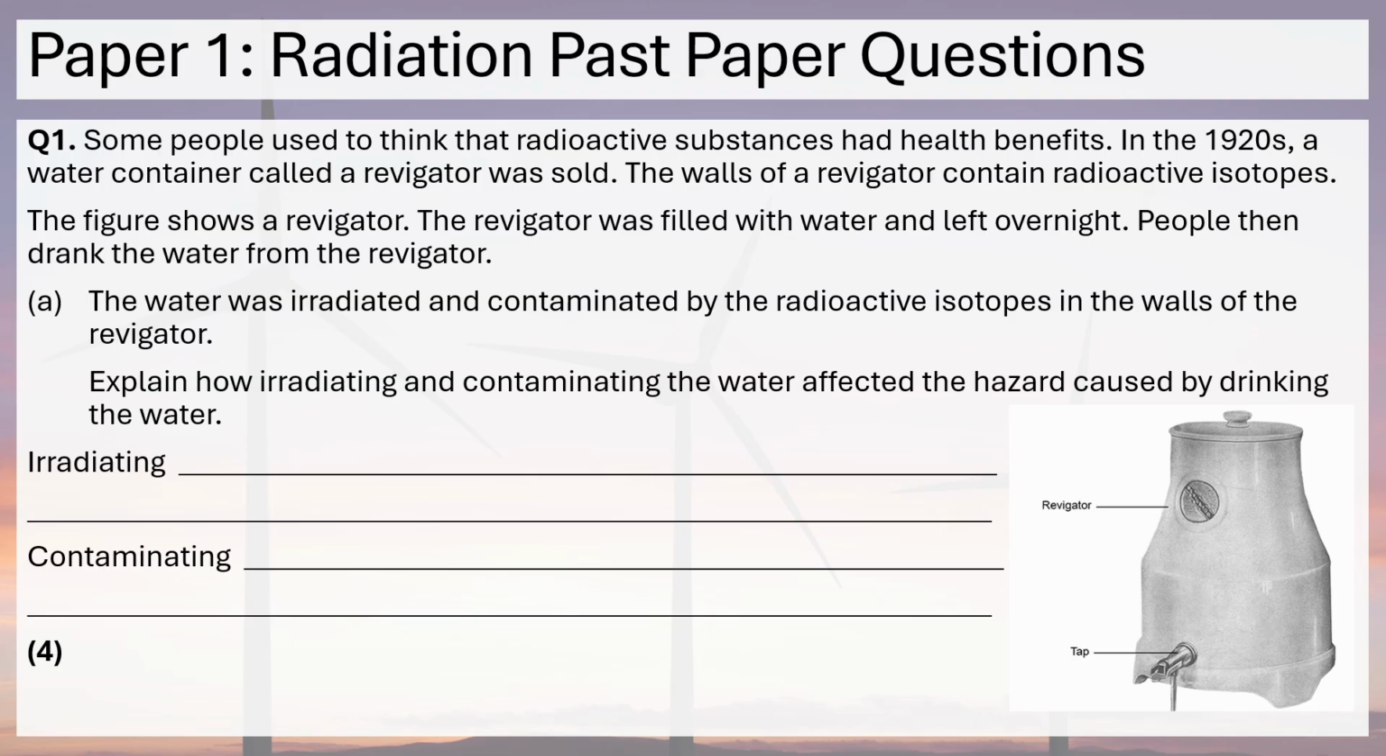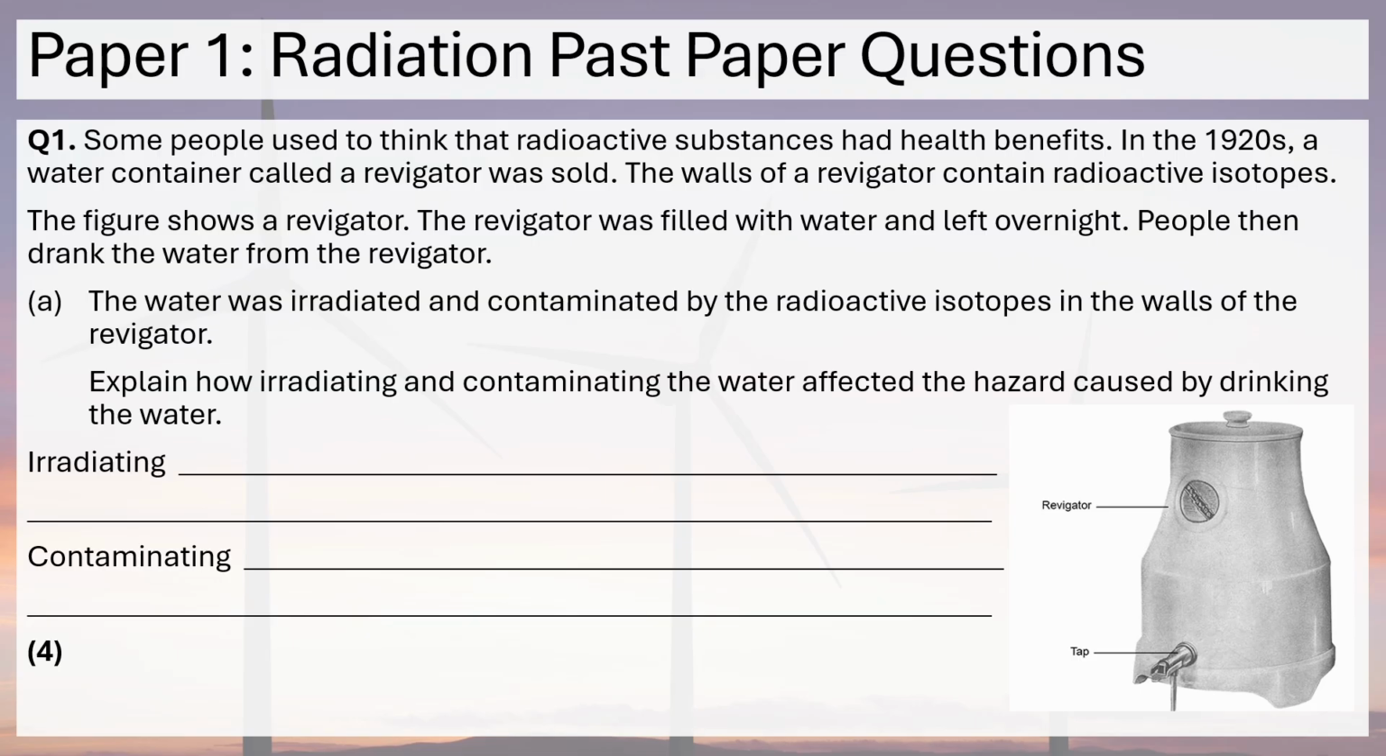It tells us that some people used to think radioactive substances had health benefits. And in the 1920s, a water container called a revigator was sold. There's a picture on the bottom right. And it was the walls of that container that had radioactive isotopes in them. So the water was put into that container overnight, and then people would drink the water the next day. So we can see from A, the water was irradiated and contaminated.